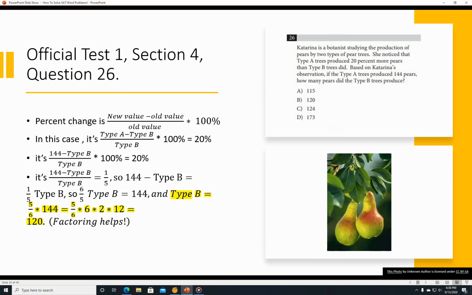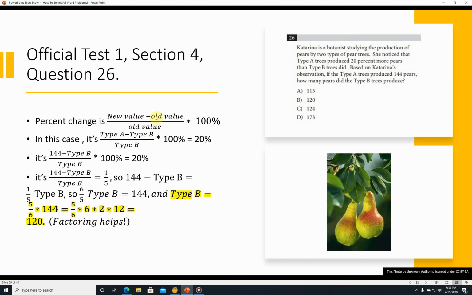She noticed that type A trees produce 20% more pears than type B trees did. Based on Katerina's observation, if the type A trees produced 144 pears, how many pears did the type B trees produce? Well, percent change is always going to be the new value minus the old value over the old value times 100%. So remember, the old value is always the one that goes on the bottom.